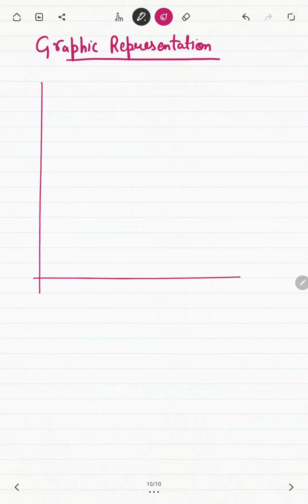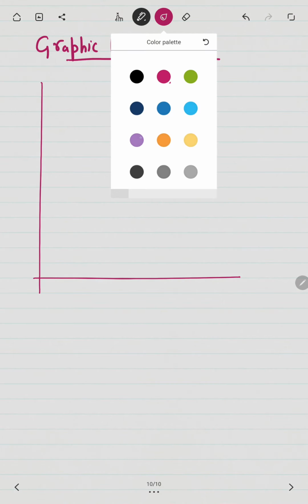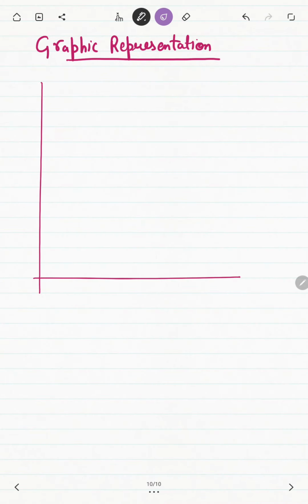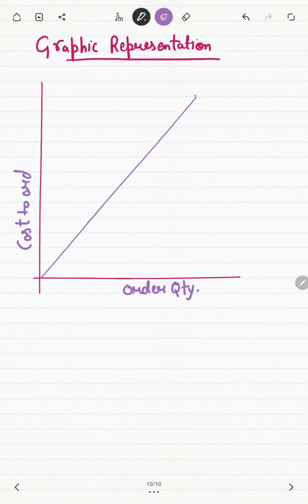Now in this graph, let us first place the ordering cost. With increase in the order quantity, the cost to order and carry increases in a linear fashion. The x-axis represents the order quantity, whereas the y-axis represents the cost to order and carry. So this purple line represents the ordering cost.